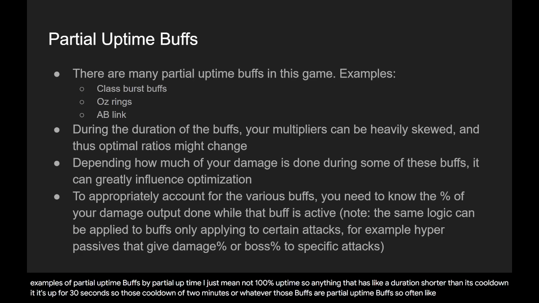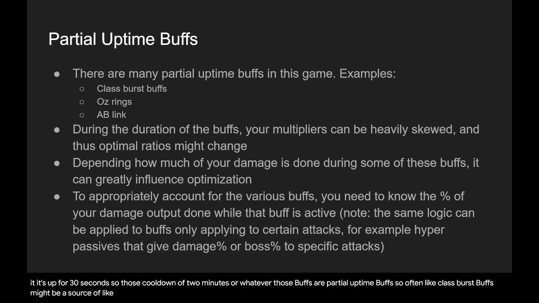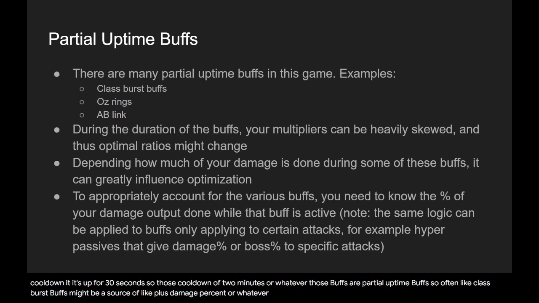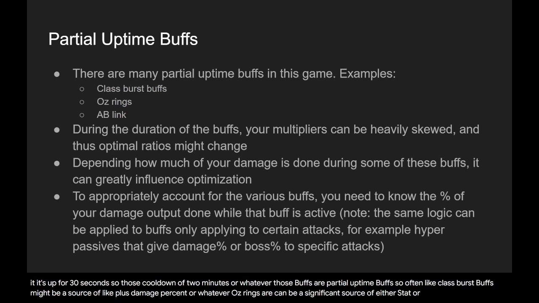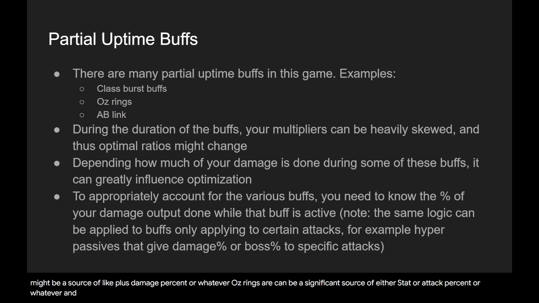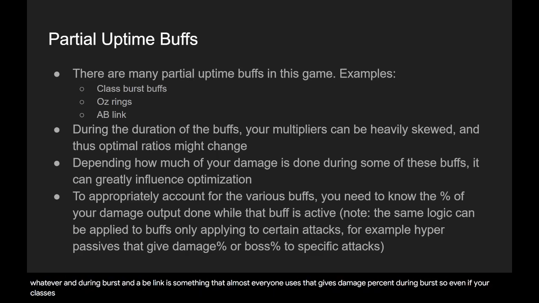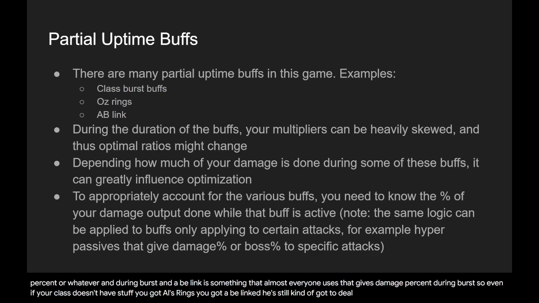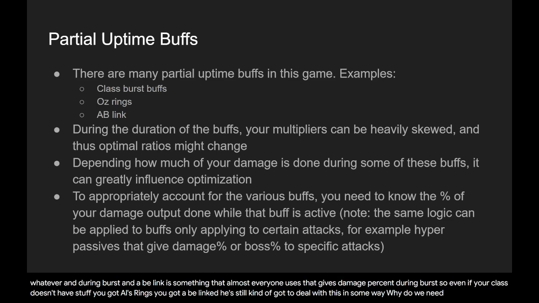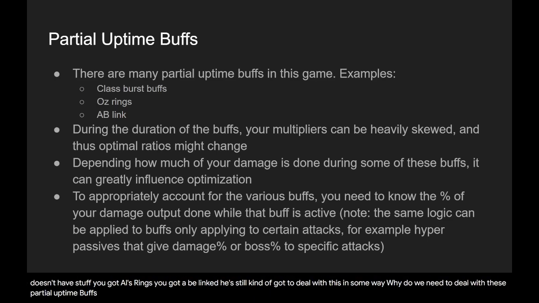Often class burst buffs might be a source of plus damage percent or whatever during burst. Oz rings can be a significant source of either stat or attack percent or whatever during burst. And AB link is something that almost everyone uses that gives damage percent during burst. So even if your class doesn't have such buffs, you've got Oz rings, you've got AB link, you still kind of have to deal with this in some way. So why do we need to deal with these partial uptime buffs?